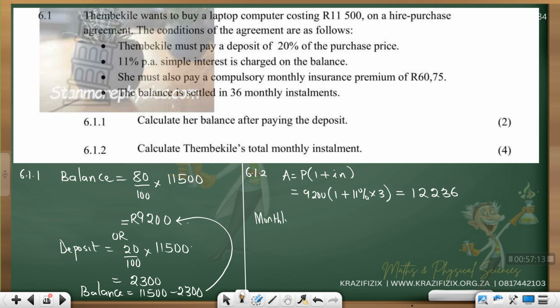Okay. What is our monthly installment? 12,236 divided by 36 plus 60 rand 75 for every month. We need to show how we got that. What's your answer?